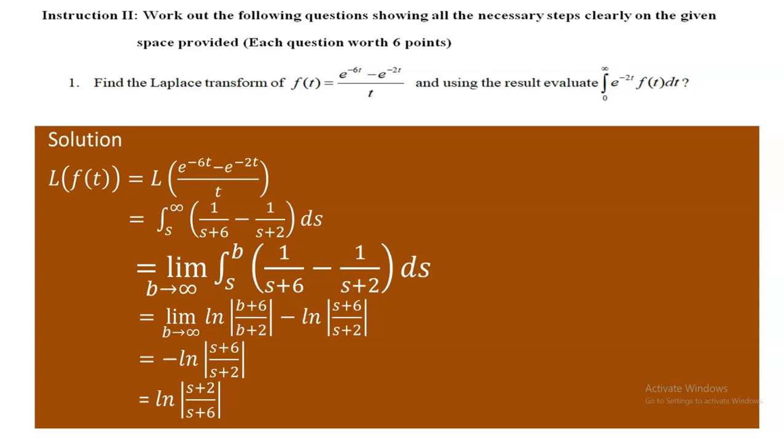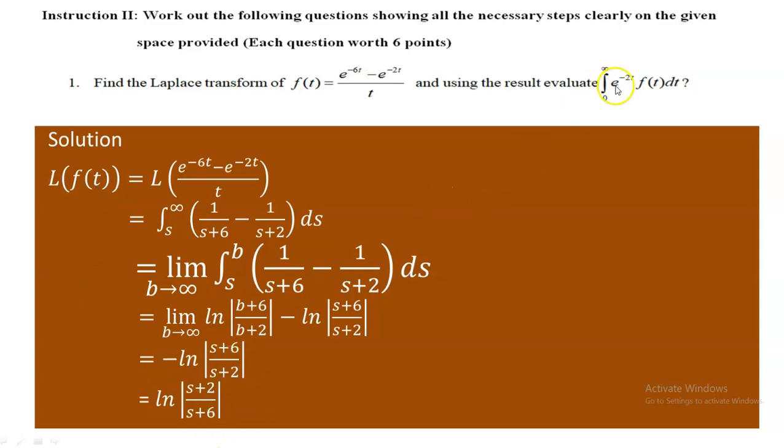So dear students, the Laplace of this function f of t is obtained to be ln of s plus 2 over s plus 6. But the other question that we need to answer is this one. What about the integral from 0 to infinity of e to the power of minus 2t f of t dt? Dear students, if you remember, this is the Laplace definition at s equals 2, right? We already have defined what the Laplace of f of t is in terms of s.